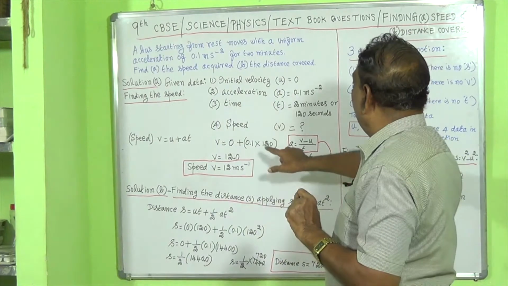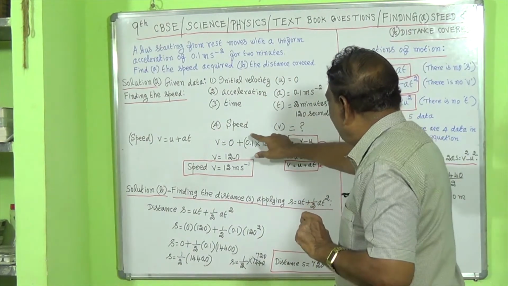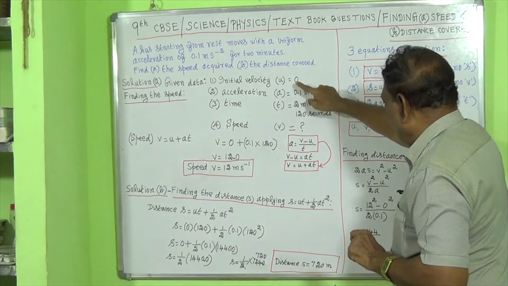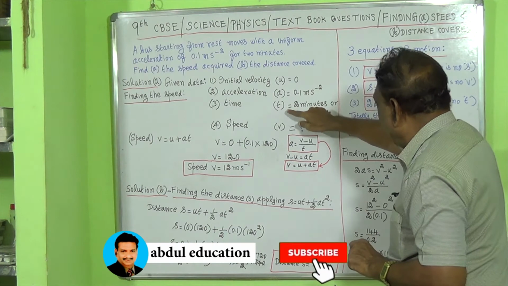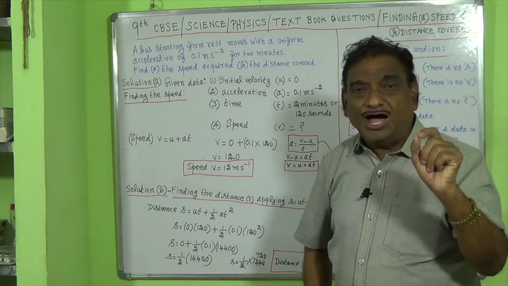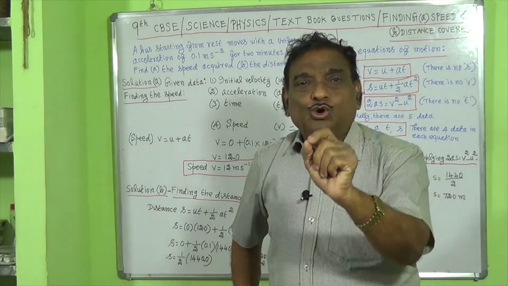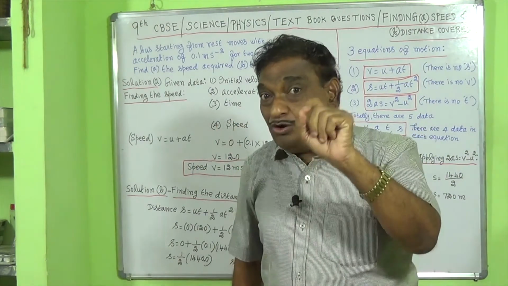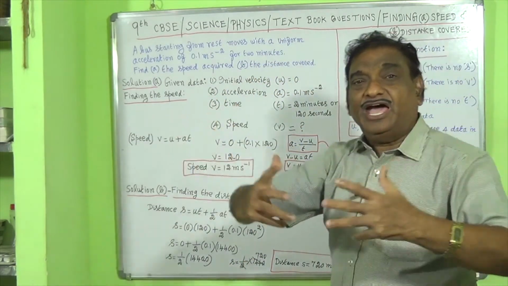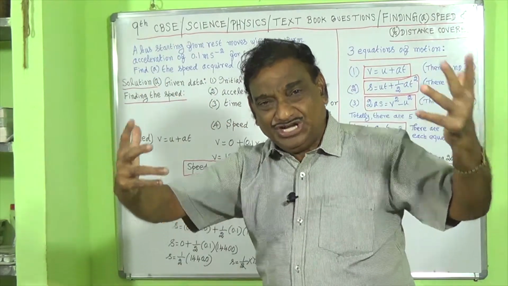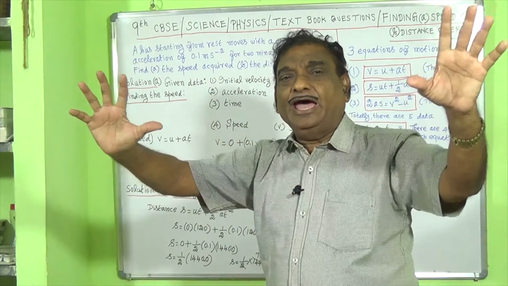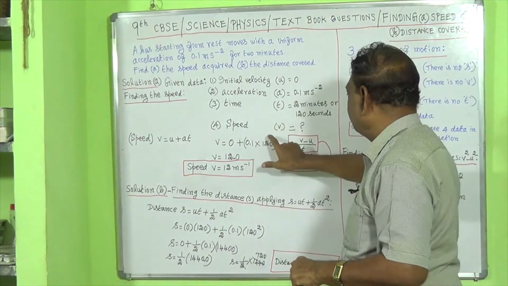So here, which formula can we select? Containing u, a, t and v, we can select the first formula, that is v equal to u plus at. Why don't we select the second formula? Because in the second formula there is no final velocity v, so from that formula we cannot find the final velocity v.